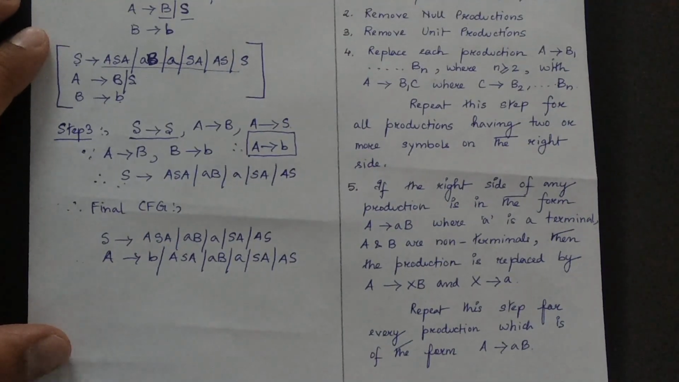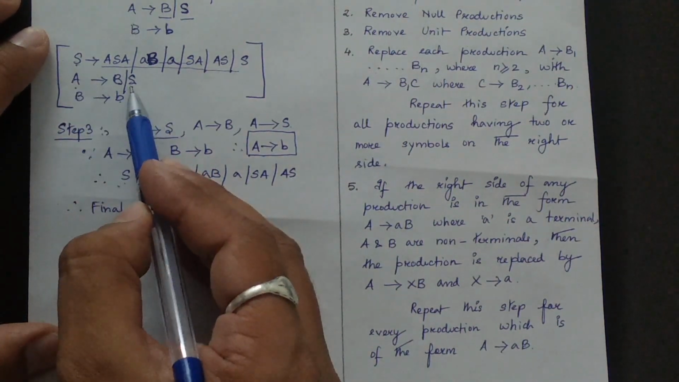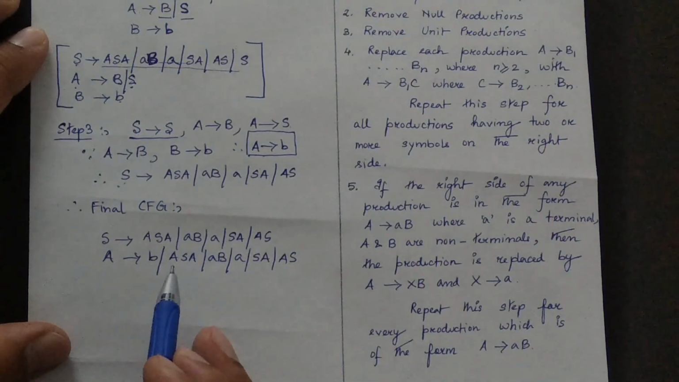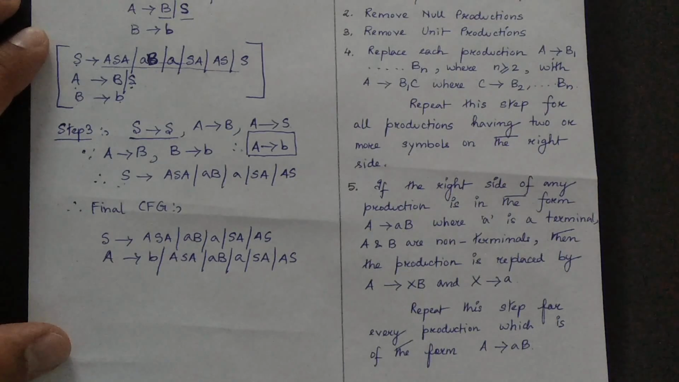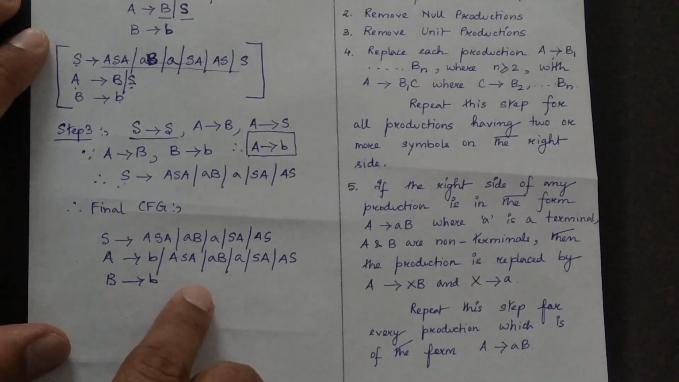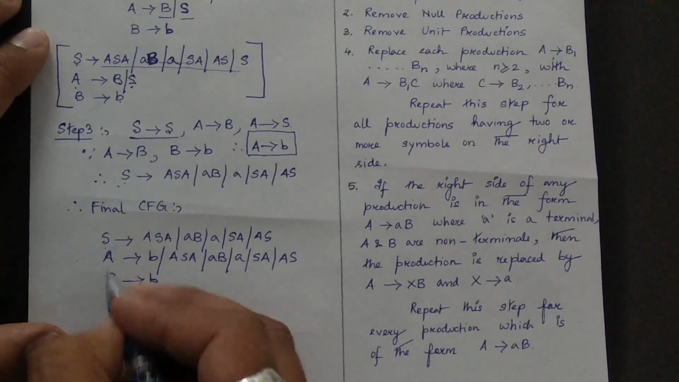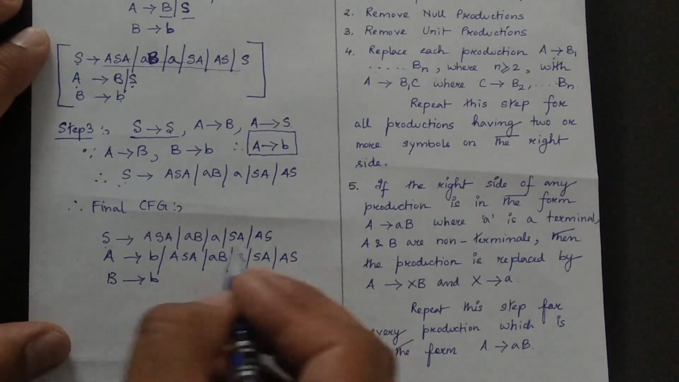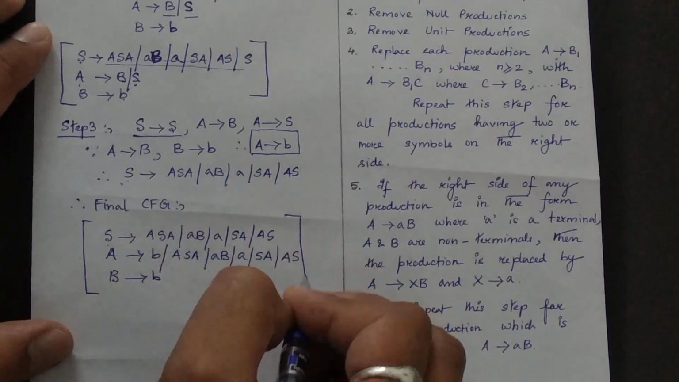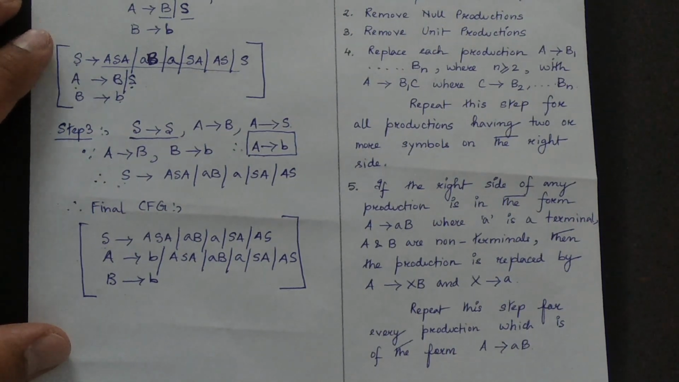Clear? Any doubt? Because again I am repeating, A tends to capital letter S, and S tends to, I already got this one. So A tends to capital letter S will be replaced by this entire part. Clear? And then finally we are left out with B tends to small letter b. Now you can check that is there any unit production left out. See, capital letter S leave as it is. Is there any unit production? No. Is there any unit production? No. So all unit productions have been removed. So this is the final CFG after removal of null production and unit production.